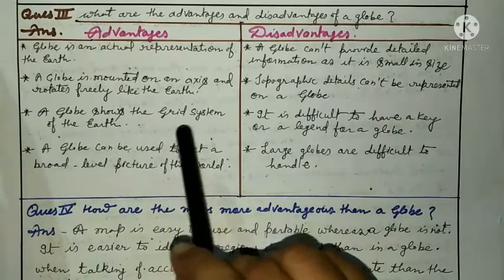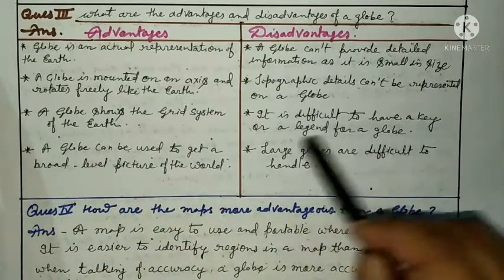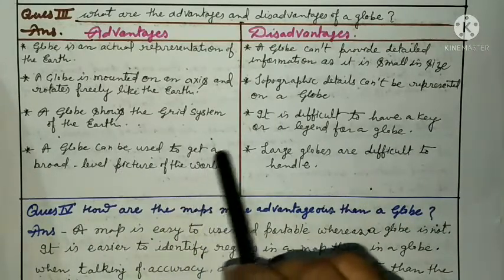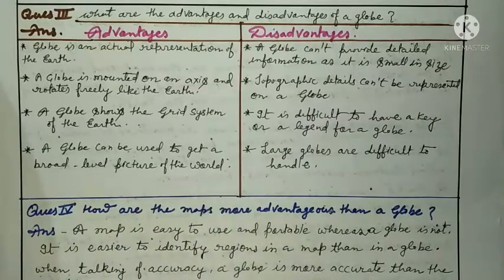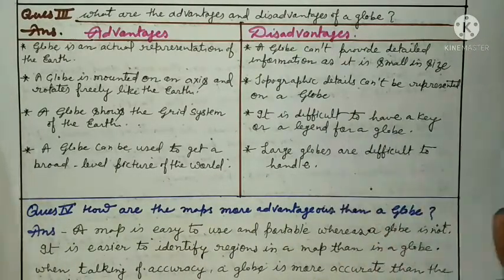A globe shows the grid system of the earth. It is difficult to have a key or legend for the globe. A globe can be used to get a broad level picture of the world. Large globes are difficult to handle.